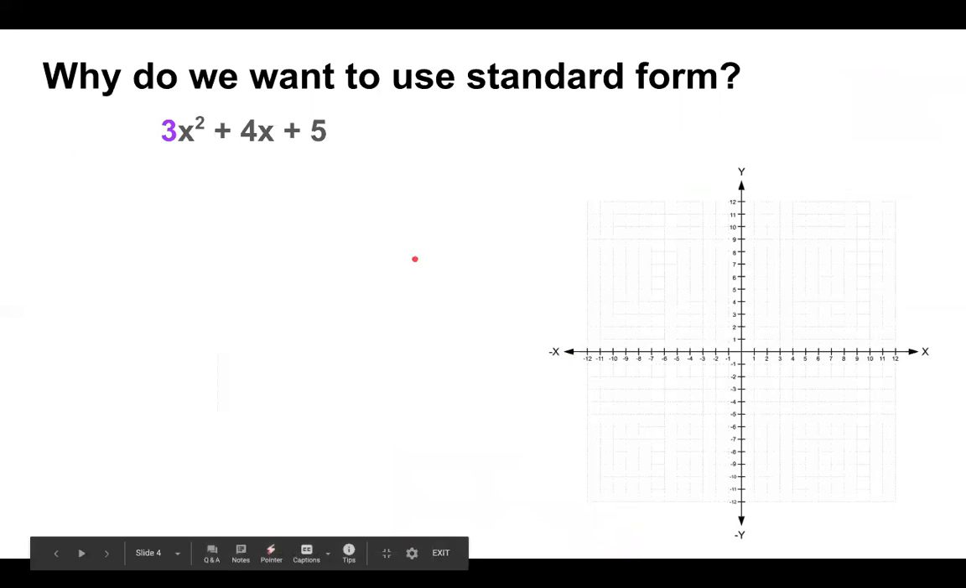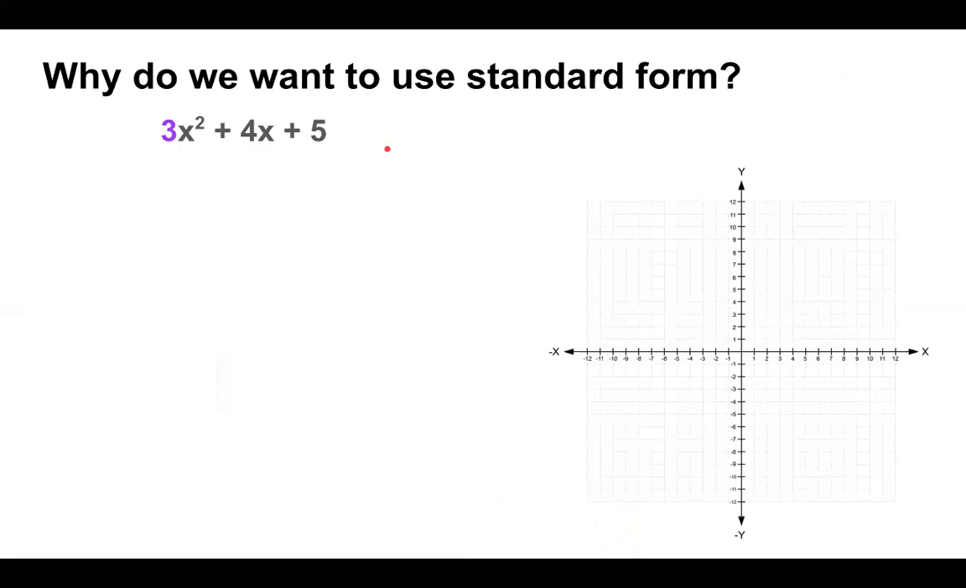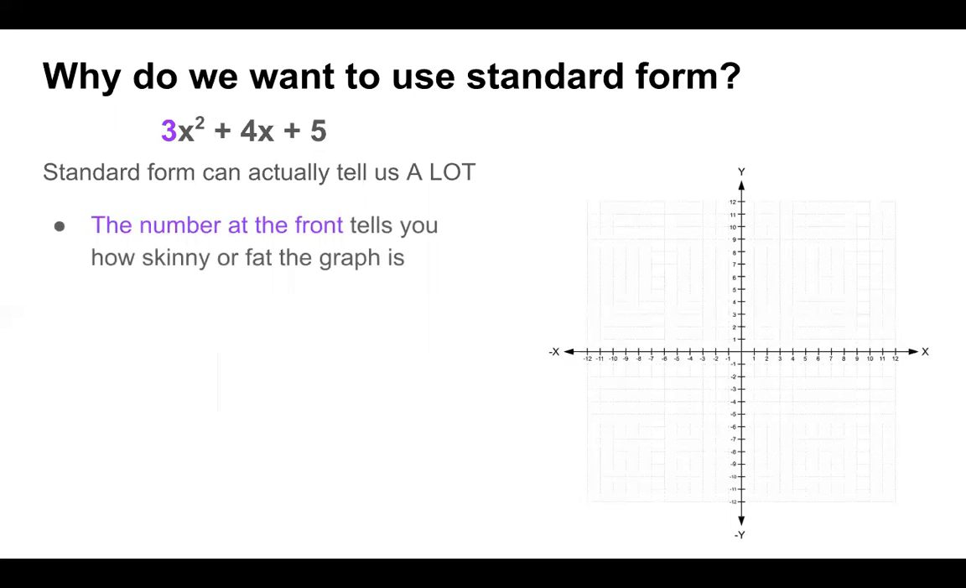What's the benefit of having this 3x squared plus 4x plus 5 instead of having all those fancy parentheses? Well, first of all, it's a lot easier to plug in a calculator. If you have a graphing calculator, it's a nice, easy way to plug it in without having to worry about those parentheses. Then you forget one, then a mistake happens. You're fine. So there is another advantage. The standard form can actually tell us a lot. If you look at that number in front, that purple 3, it tells you how skinny or fat the graph is.